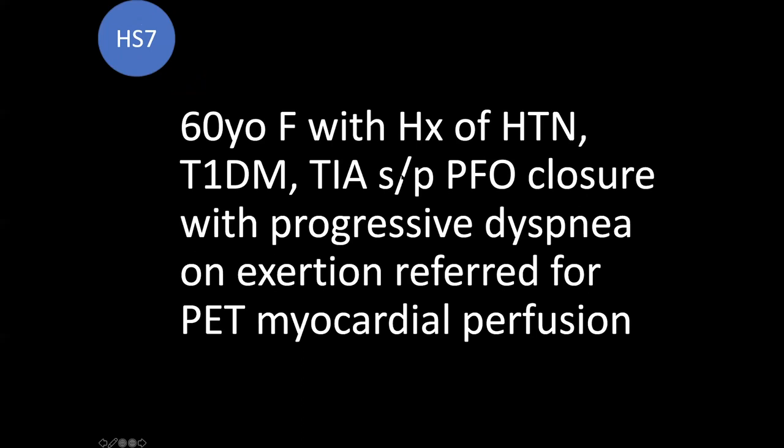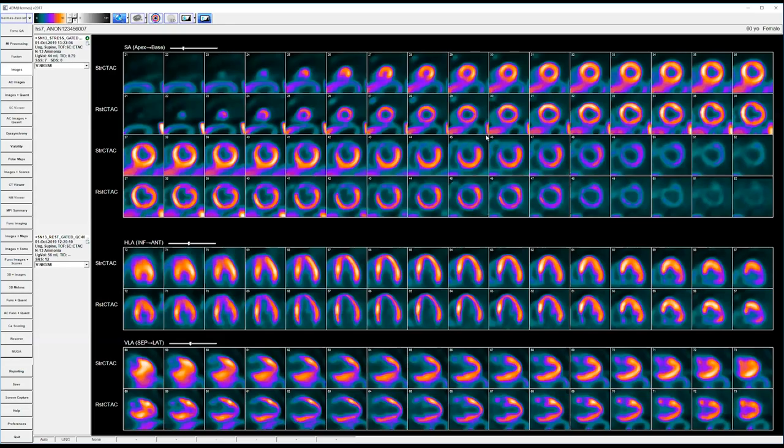So this is a 60-year-old female with a history of hypertension, type 1 diabetes, and prior PFO closure following a TIA, who presented with progressive dyspnea on exertion and was referred for a PET myocardial perfusion scan. Let me show you her screen here. This is a bonus case, and it's a nice case. Let's see if someone wants to interpret this PET perfusion scan here. Do you have anyone?